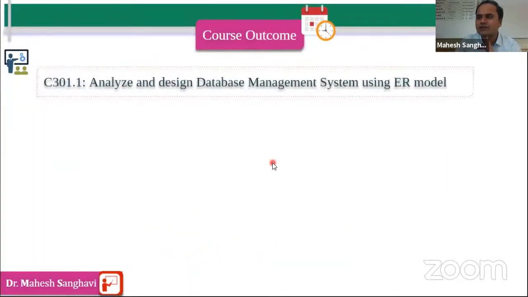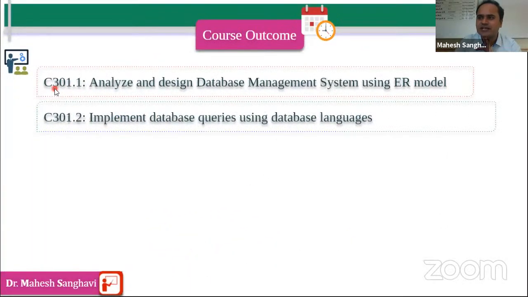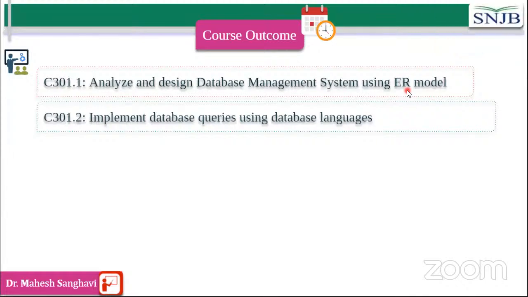Now let's focus on course outcome. Dear friends, course outcome is mentioned like 301. It means that it is a third year subject. It is the first subject of DBMS, and point one means its first outcome. So the first course outcome will be analyze and design database management system using ER model. You will have wonderful knowledge of ER, that is entity relationship model, after completion of this particular unit. So your first unit deals with databases, its introduction, its fundamental things, and we have to sum up with ER model, that is entity relationship model.